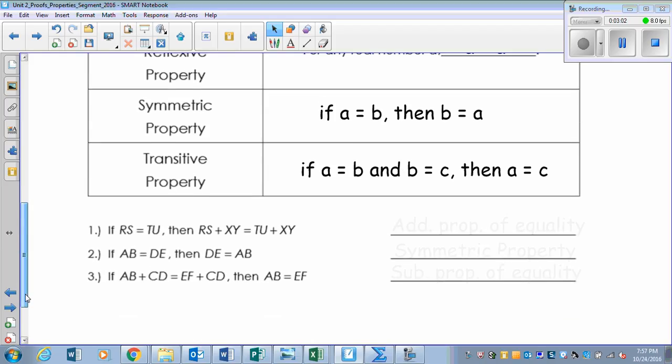Right now on the bottom of your paper, I want you to identify the properties for 1, 2, and 3. So pause this video until you are done. Maybe take 30 seconds to a minute here, and then restart the video to continue with the notes.